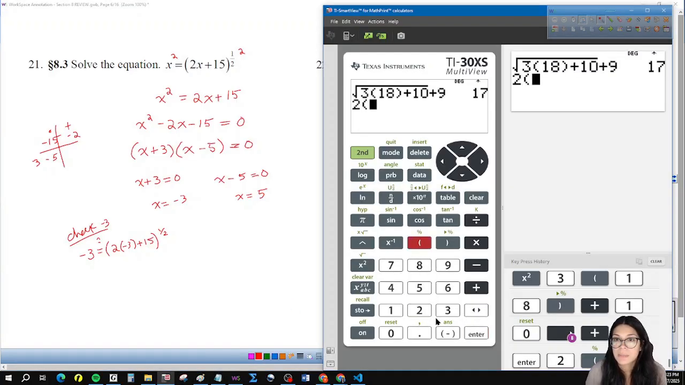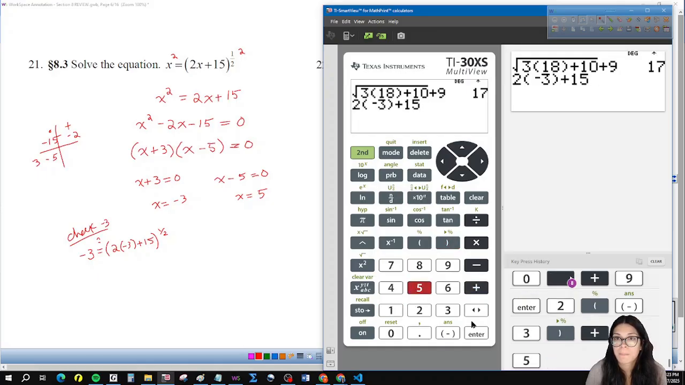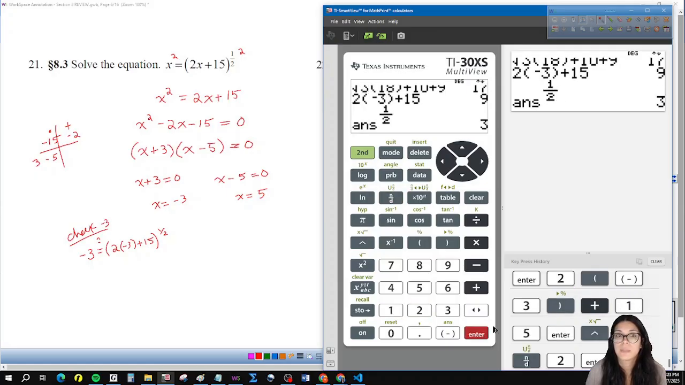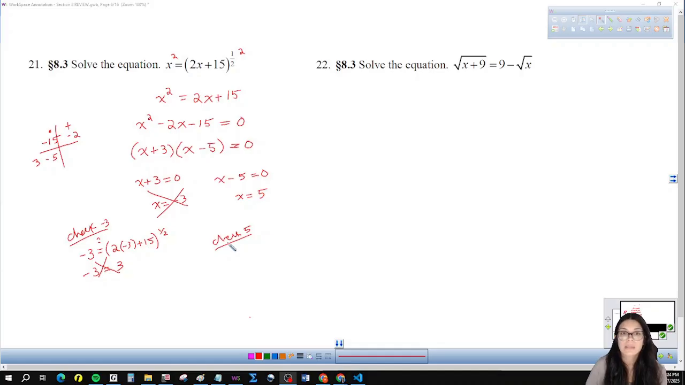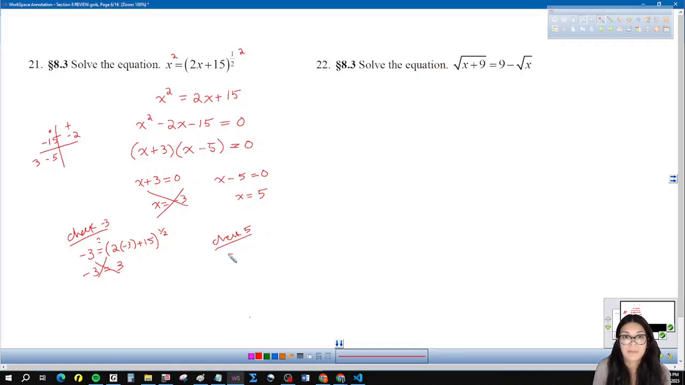So 2 times the negative 3 plus 15 is 9 to the power of 1/2, which is 3. Does negative 3 equal positive 3? No. So this one is thrown out. Next, I can go ahead and check 5. So I'm going to plug in 5 for x.